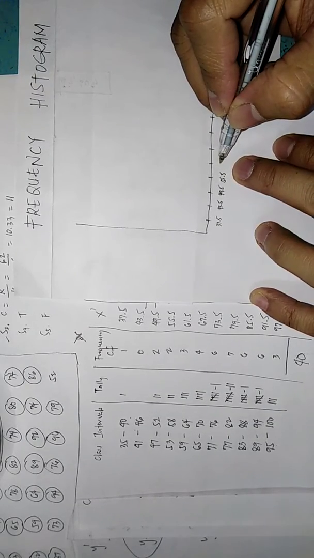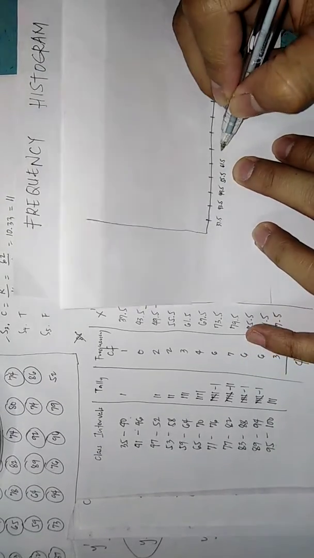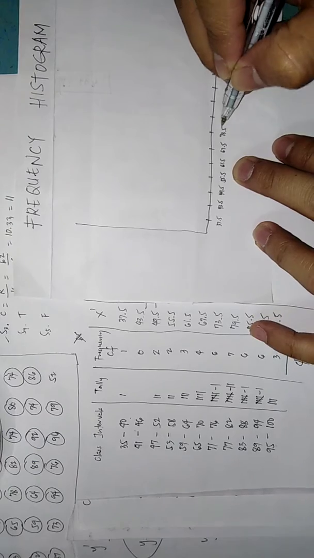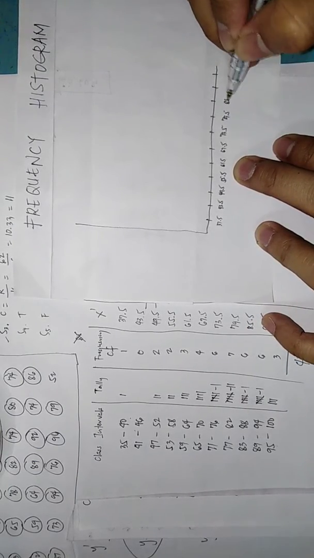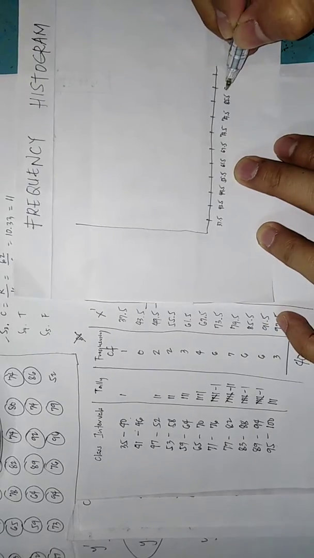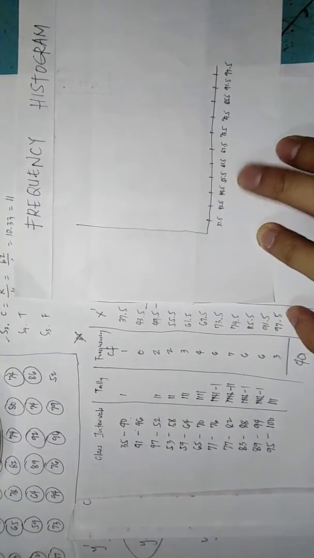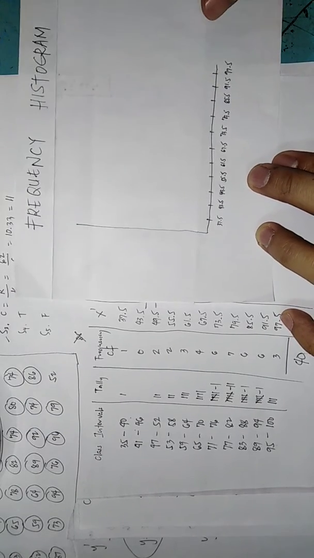And this is also 61.5, 67.5, 73.5, 79.5, 85.5, 91.5, and this is 97.5. Medyo maliit lang pero pwede nyo pagkasyahin siya pag nilakihan niyo yung drawing nyo.